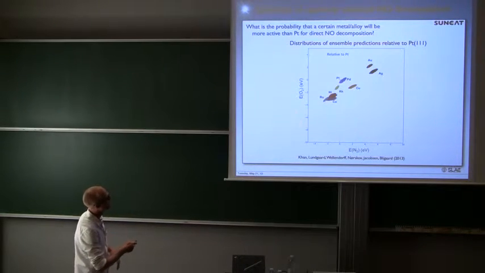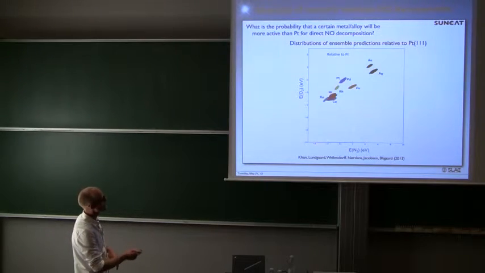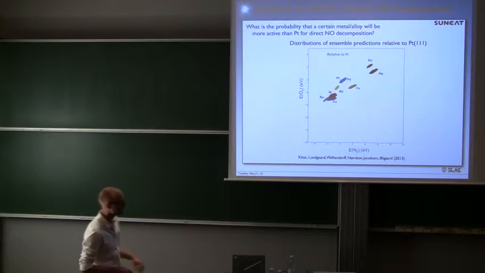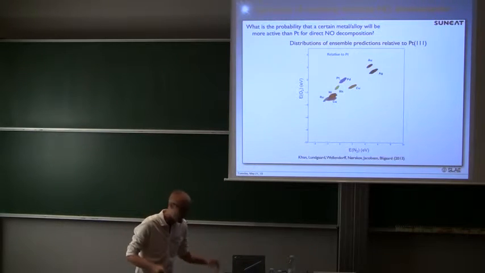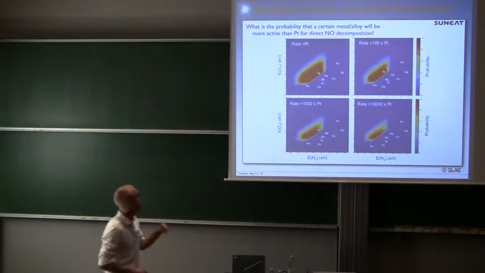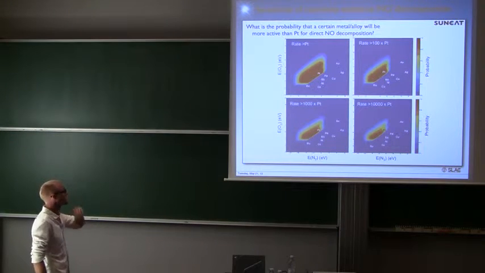So here we input the ensemble predictions in such a volcano for these different elements, all relative to platinum. So platinum is just a dot right there. These are 2,000 different predictions for this surface of what the barrier is towards O2 dissociation and N2 dissociation. These are the quantities that will go into any microkinetic model. So one can end up with something like this, which is very interesting.